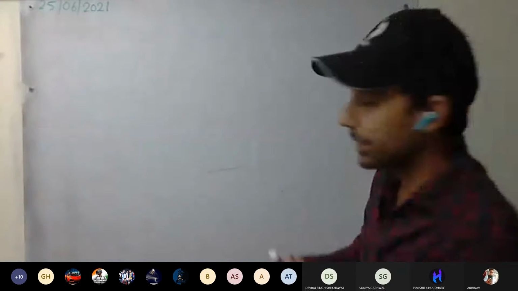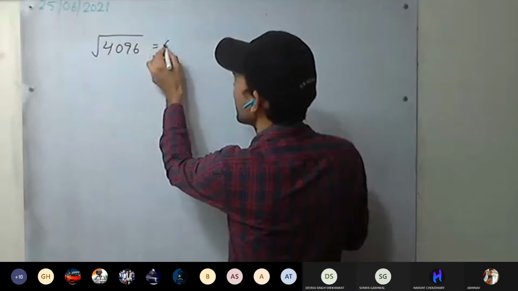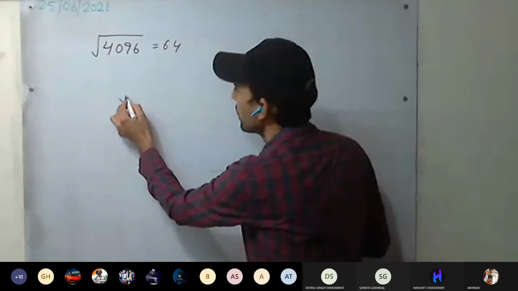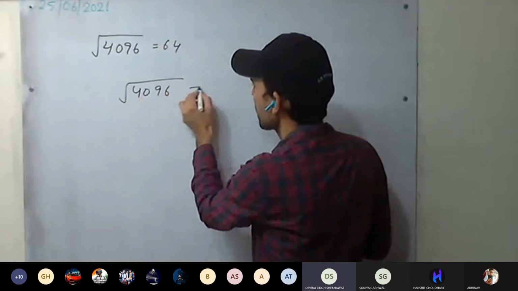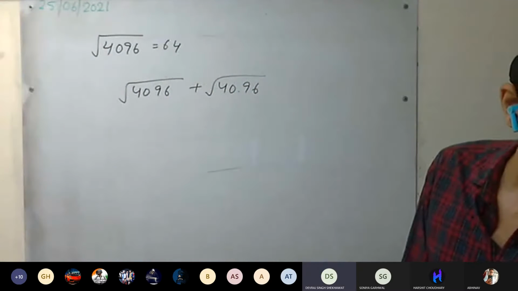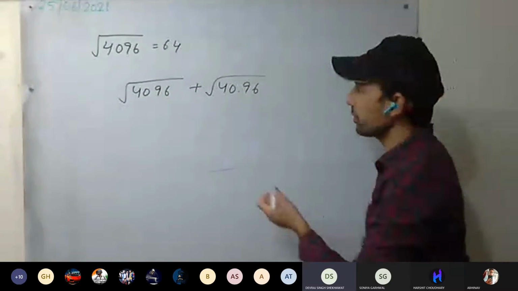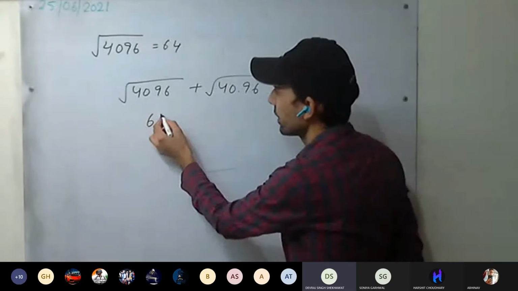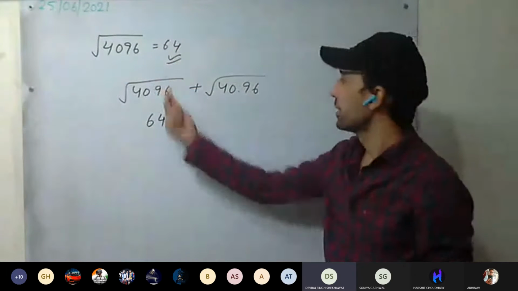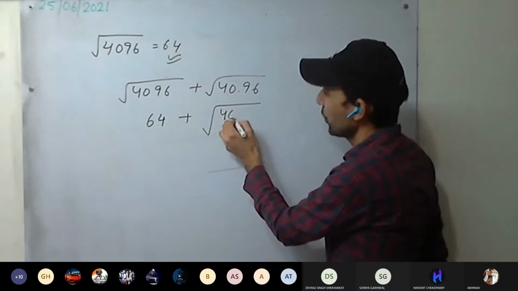If it is given that the square root of 4096 is 64, this is given to us and we have to find root of 4096 plus root of 40.96, I think. Yes, sir, 40.96. How to calculate? Sir, first we'll find the root of 4096, 64, plus it's already given, we don't have to find, 6.4.